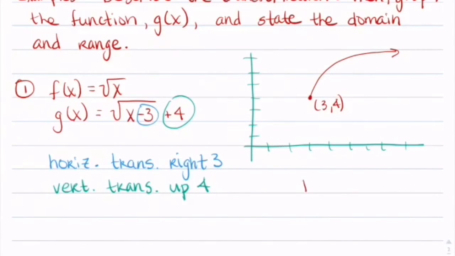So that means that our domain and our range have both changed because our domain now starts at 3 instead of 0. So it's going to be x greater than or equal to 3. And our range, our y value, now starts at 4 and goes up from there. So it's going to be y greater than or equal to 4. So because we have moved up, down, left, right, our domain and our range have been affected.